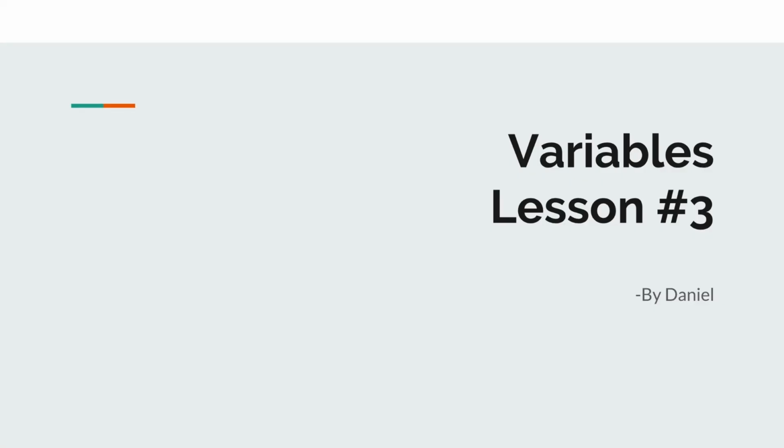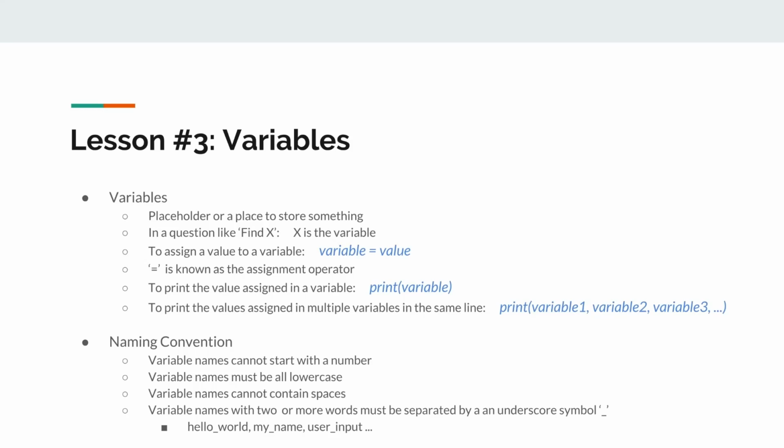In today's lesson, we will be looking at variables. Think of a variable as a placeholder or a place to store things. If you have taken algebra before, then you already know about it. In a question like find x, x is the variable. To assign a value to a variable, we write the variable name followed by an equal sign followed by the value that you want assigned to the variable. The equal sign is called the assignment operator in programming languages.